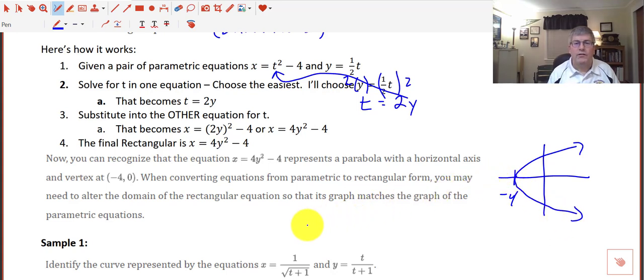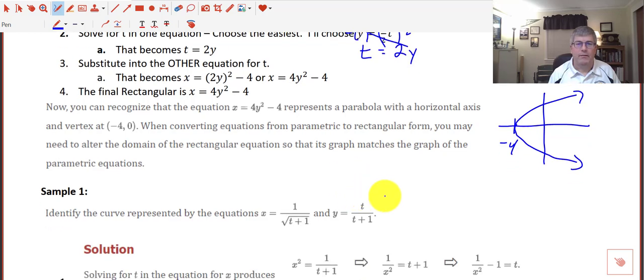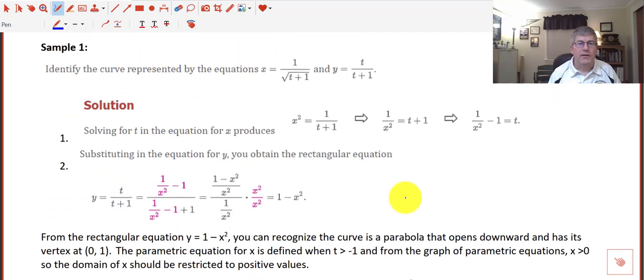When converting equations from parametric to rectangular form, you may need to alter the domain of the rectangular equation so a graph matches the graph of the parametric equations. So you might have to look at your domains and that kind of thing. So let's take a look at a sample. We want to identify the curve represented by the equations x equals 1 over the square root of t plus 1 and y equals t over t plus 1.